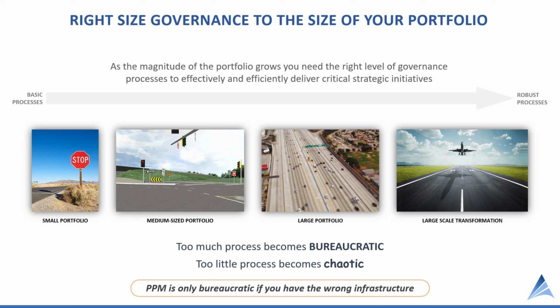And so we've got a spectrum shown here. You might need a simple stop sign indicating some very simple basic process. Or if you've got a major freeway and you're moving a lot of work, then you may need more process to control the flow of that work. The point is that you right size your governance to match the size of your portfolio. Too much process is bureaucratic, too little process is chaotic.